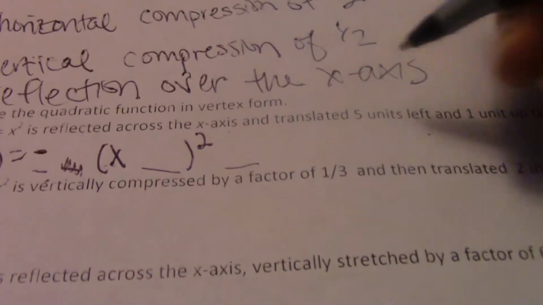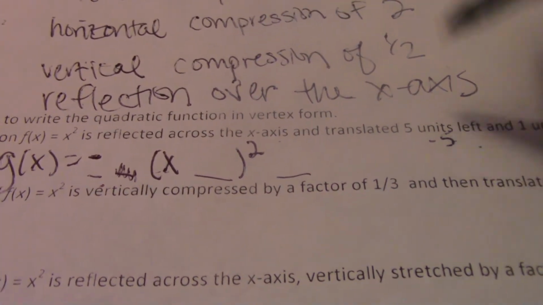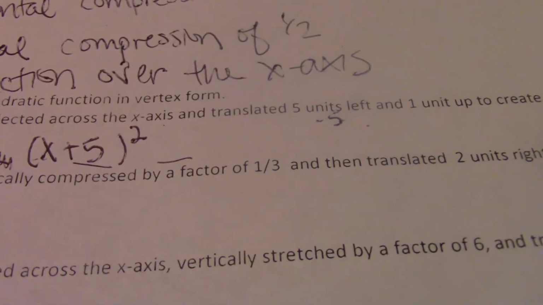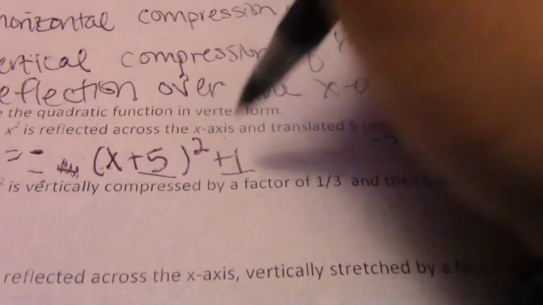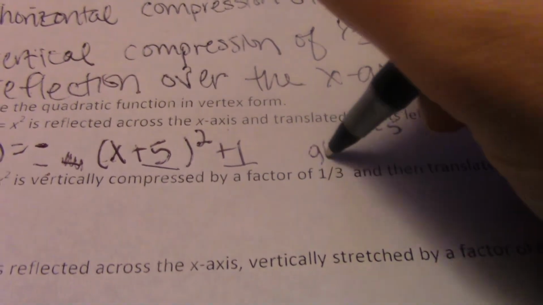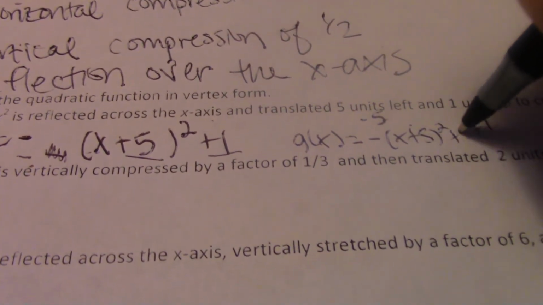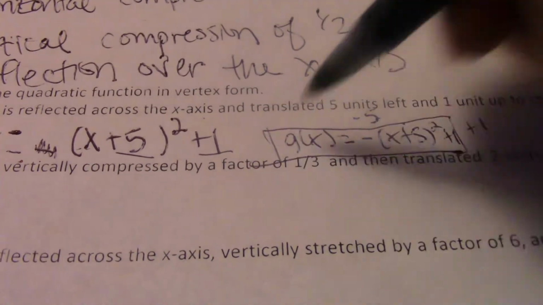Now it says we want translated 5 units left. Left is going to, so that means -5, right? But remember, if it's inside, we want opposite of negative, which means +5. And then 1 unit up. That's a +1, so +1 in the back. So here's our g of x equals negative x plus 5 squared plus 1. So this right here is our answer for that.